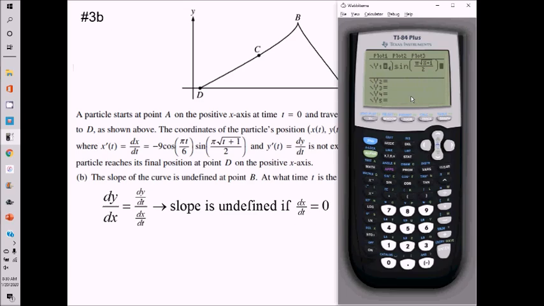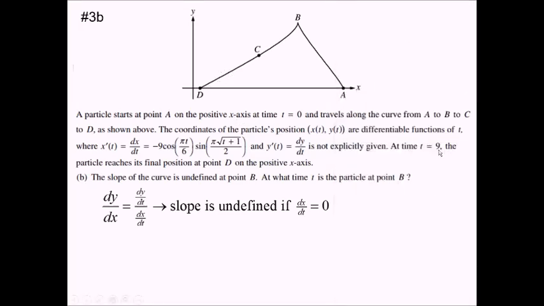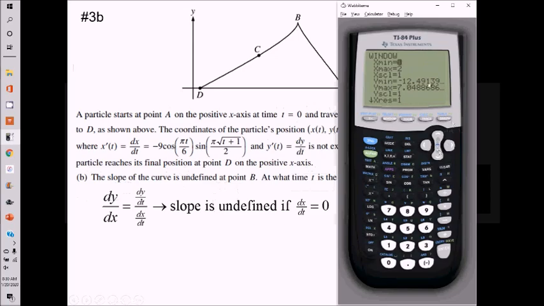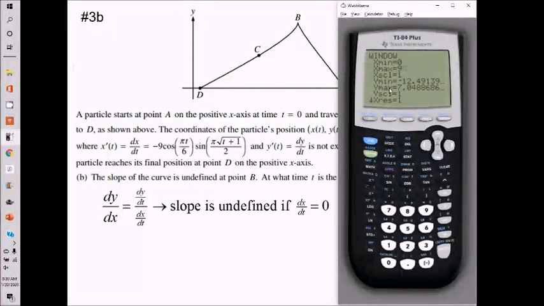So here I am on my calculator. I've taken the time to enter dx over dt in my y1, and that was kind of a pain because there's a lot going on there, but it'll be worth it. Now let me go to my window to graph this thing. For the interval, they said that we got to point D at time 9. So there's really no point in graphing this beyond 9. So let's go 0 to 9, and then zoom fit, zoom 0. And let's hope for the best.